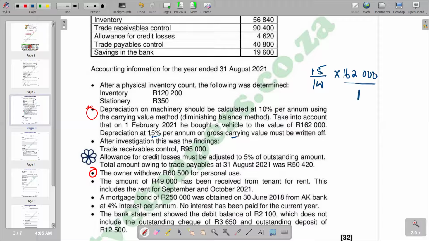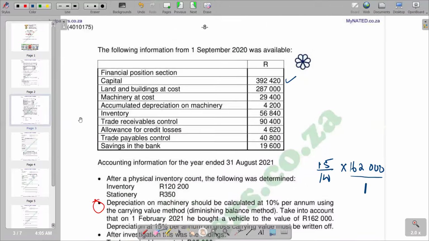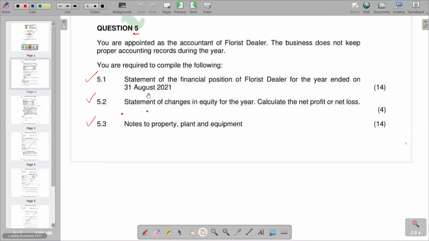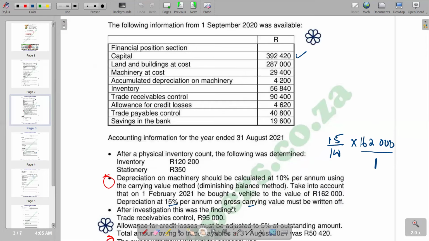And then this vehicle came 1 February 2021, and our year is ending 31 August 2021. So we are counting the whole of February, March, April, May, June, July, August. So this vehicle was there for 7 months. So here we are supposed to multiply by 7 over 12. It's as simple as that.